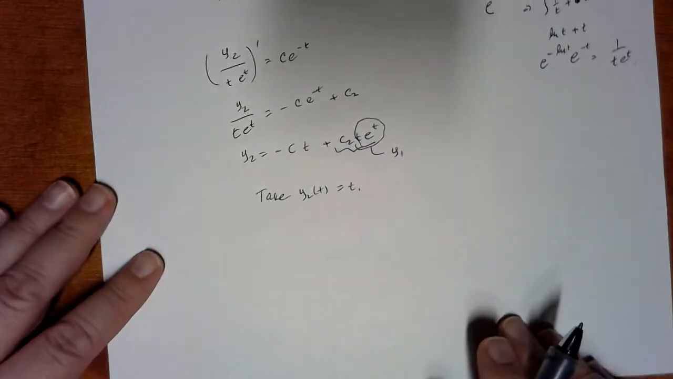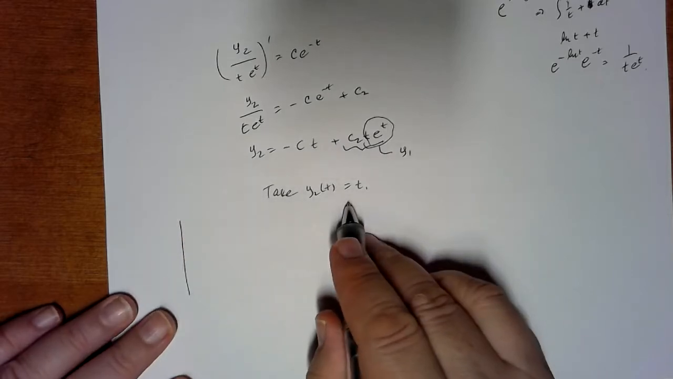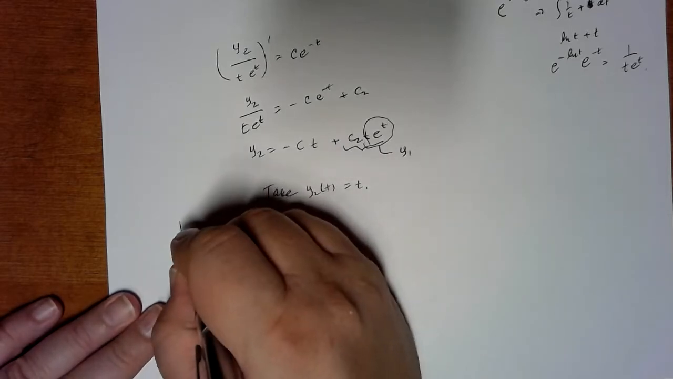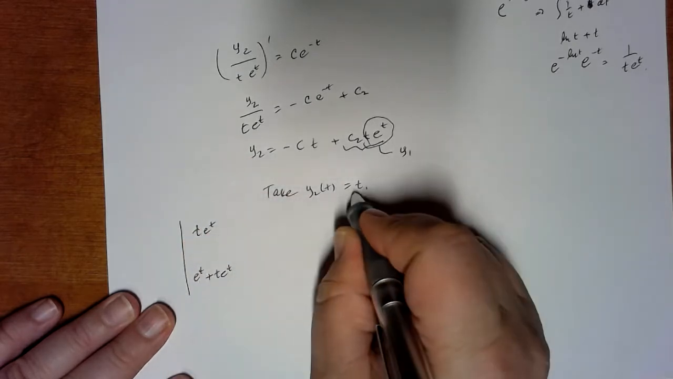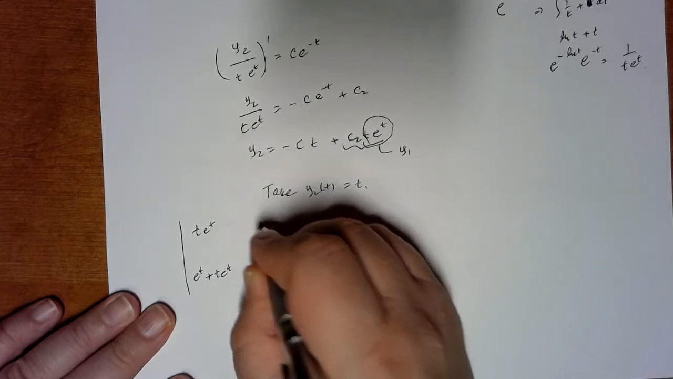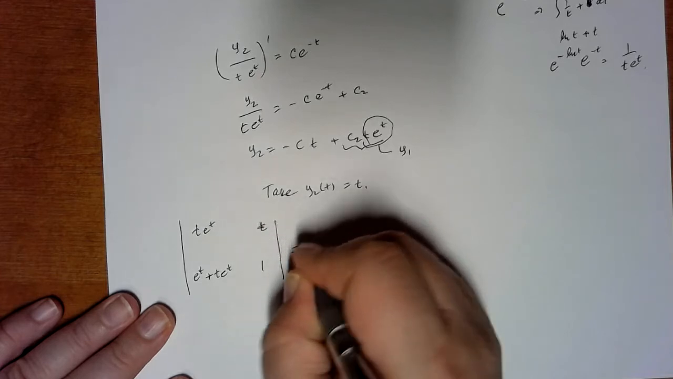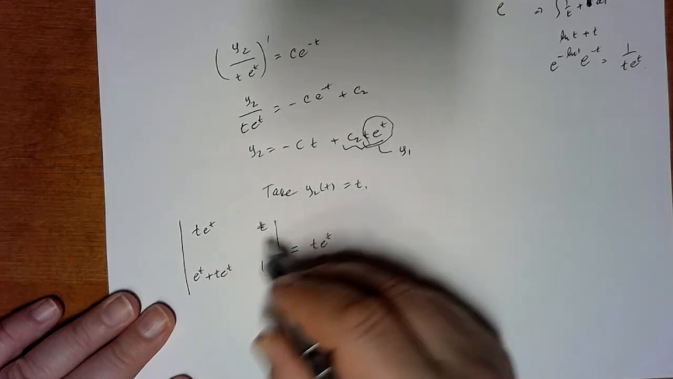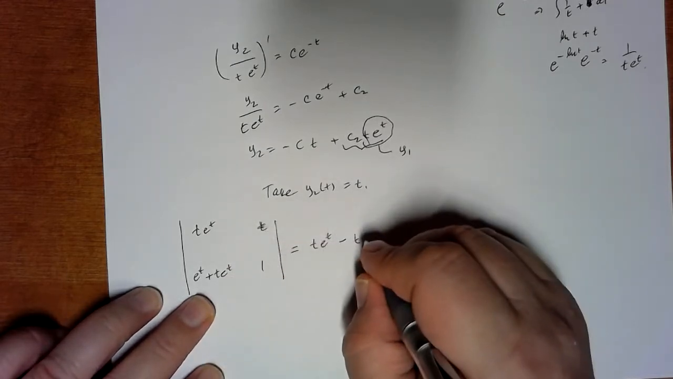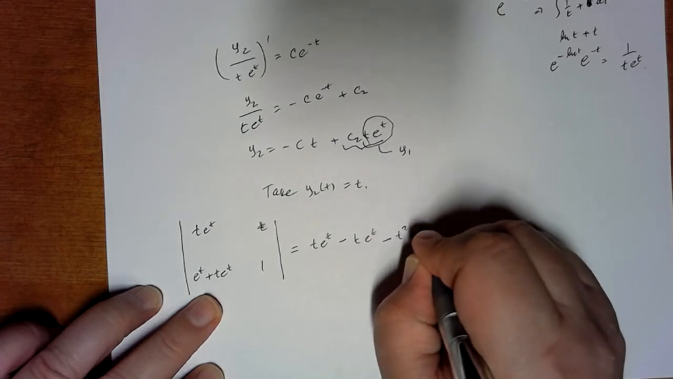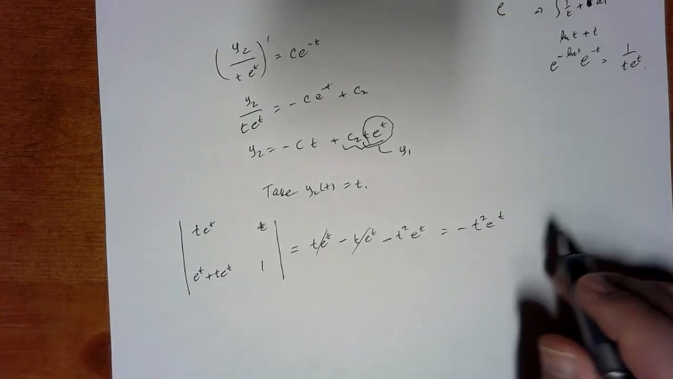Okay, and so just to double check that, let's go ahead and take the Wronskian. So that's going to be t e to the t was y1, and then y2 we said was t, and let's see if that's going to agree with what we said the Wronskian was before. So that's t e to the t minus t e to the t minus t squared e to the t equals minus t squared e to the t. Do you remember what we said before?